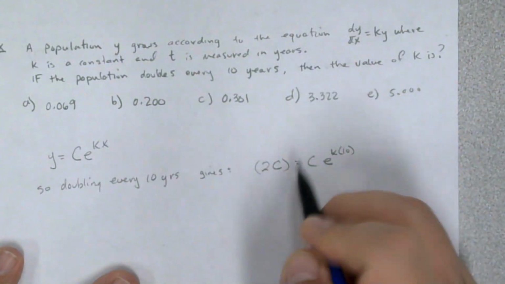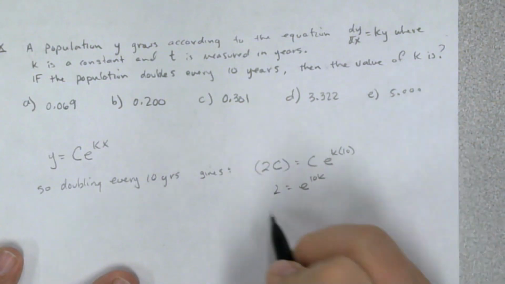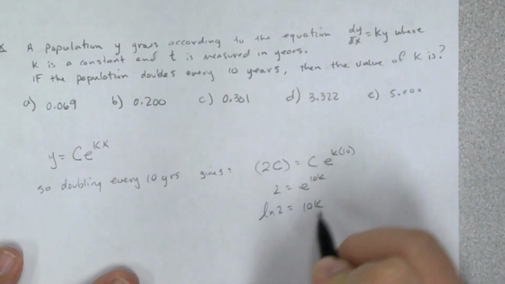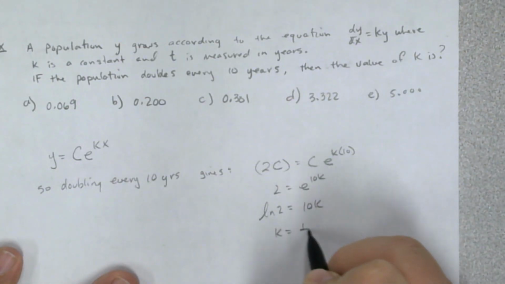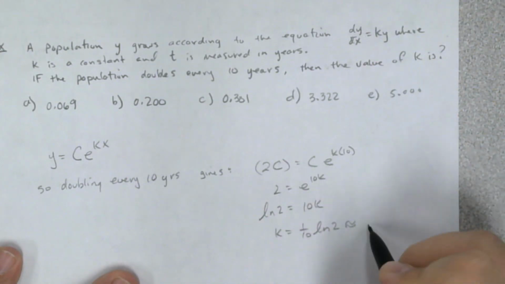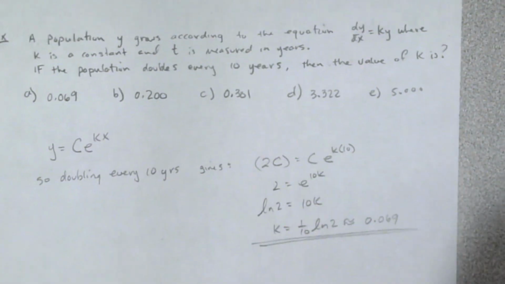Dividing by c on both sides, I now have 2 equals e to the 10k. The natural log of 2 is 10k, and so k is 1/10 the natural log of 2. If you use a calculator, you will get 0.069. And there you go.